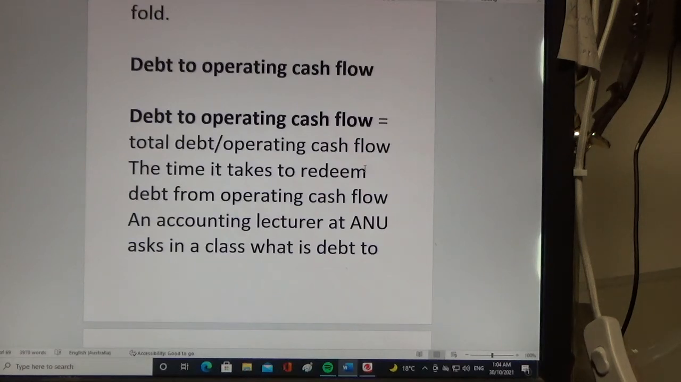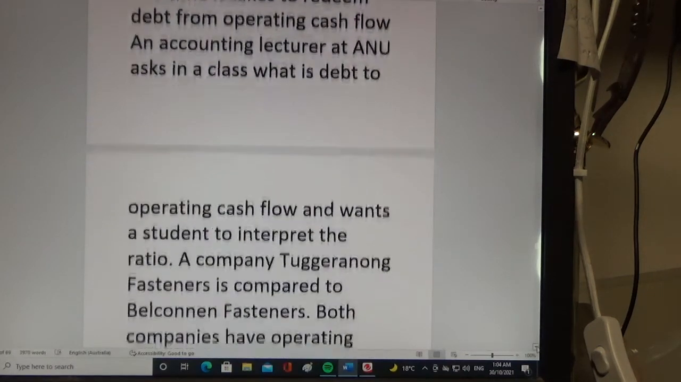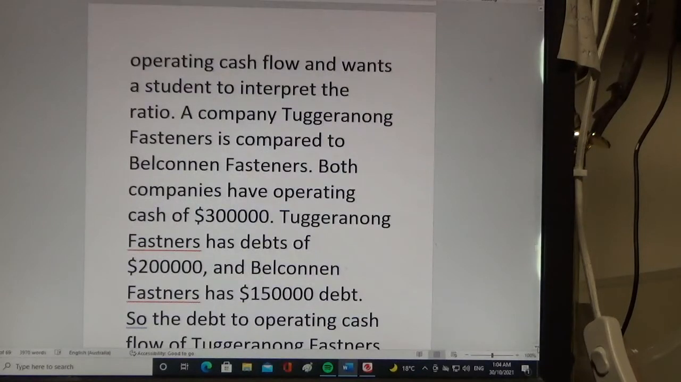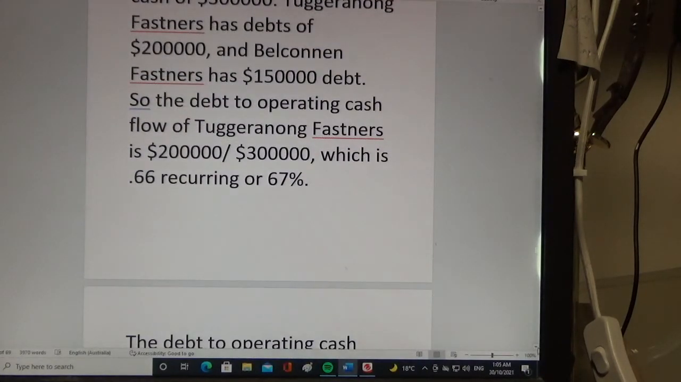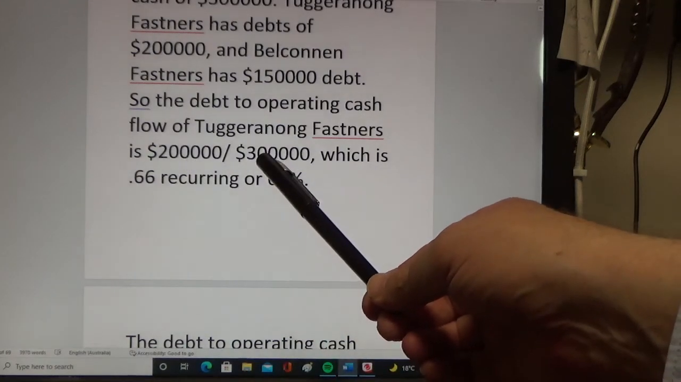An accounting lecturer at ANU asked in a class, what is debt to operating cash, and wants a student to interpret the ratio. The company Tuggeranong Fasteners is compared to Belconnen Fasteners. Both companies have operating cash of $300,000. Tuggeranong Fasteners has a debt of $200,000 and Belconnen Fasteners has a debt of $150,000. So the debt to operating cash flow of Tuggeranong Fasteners is $200,000 over $300,000. So that's the debt, that's the operating cash.